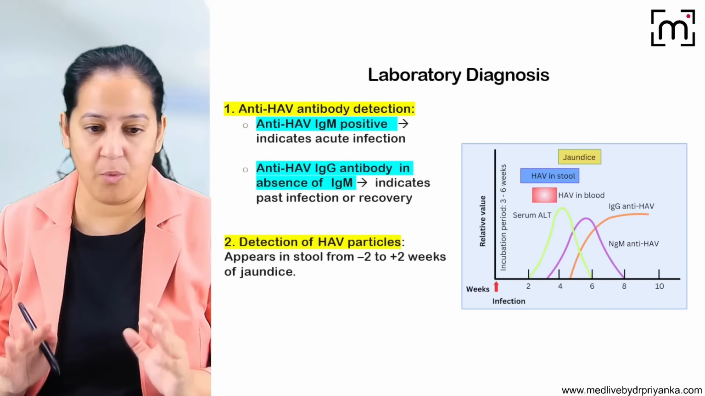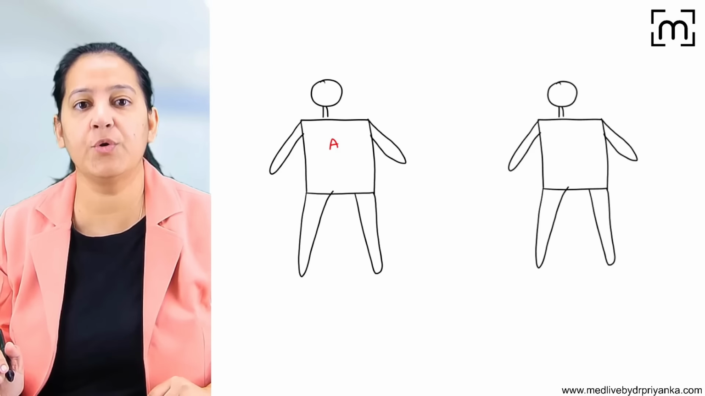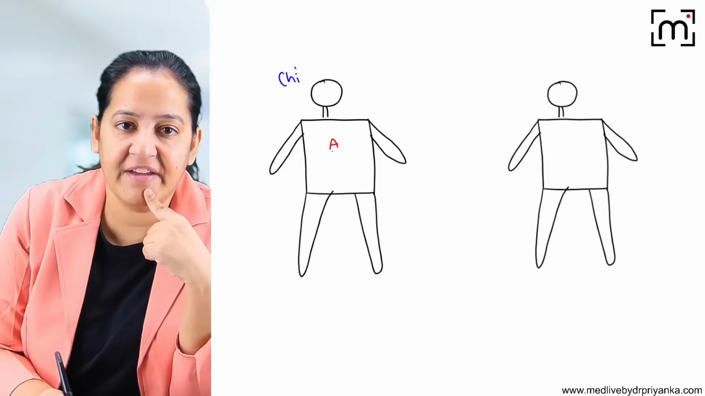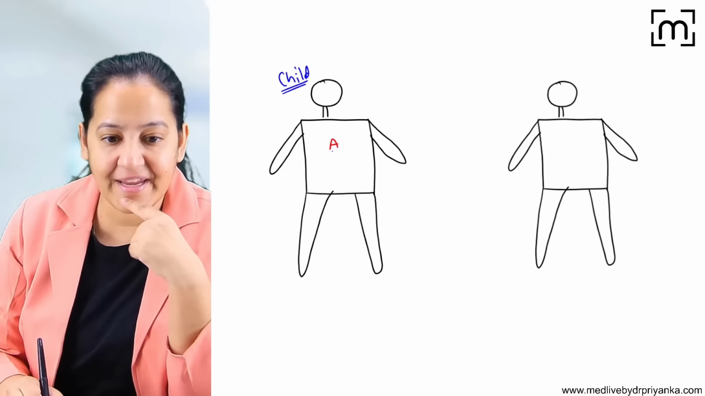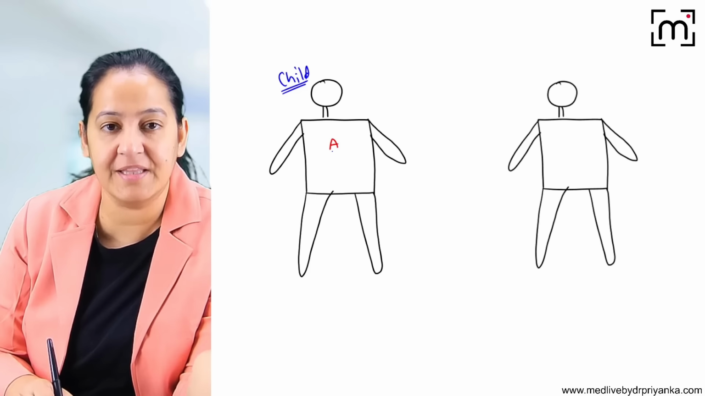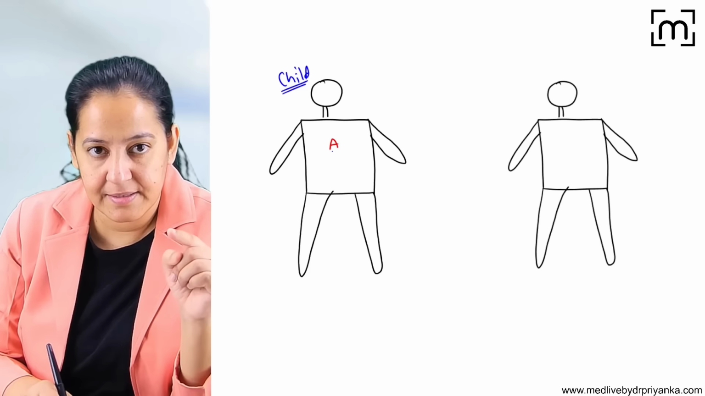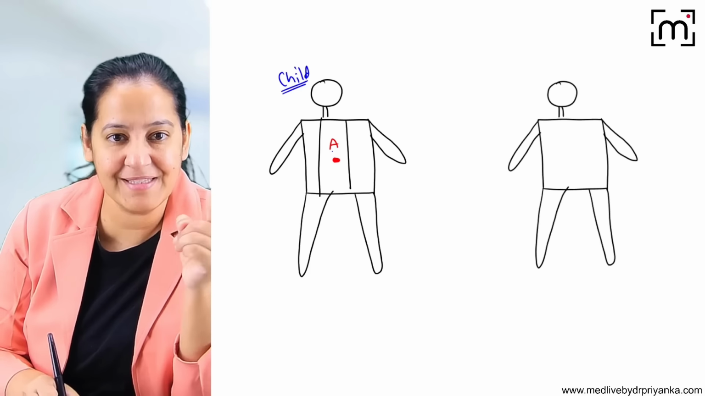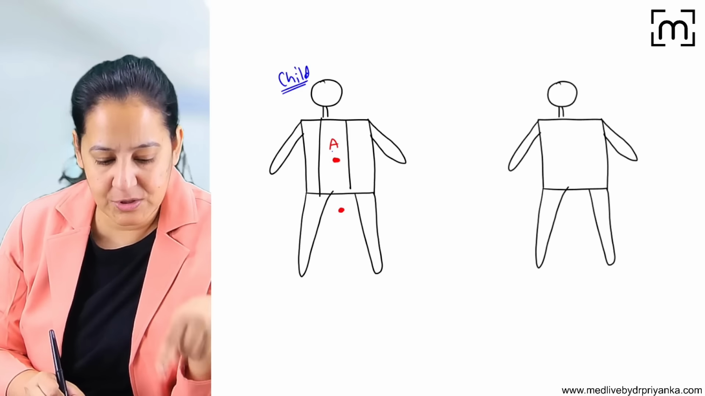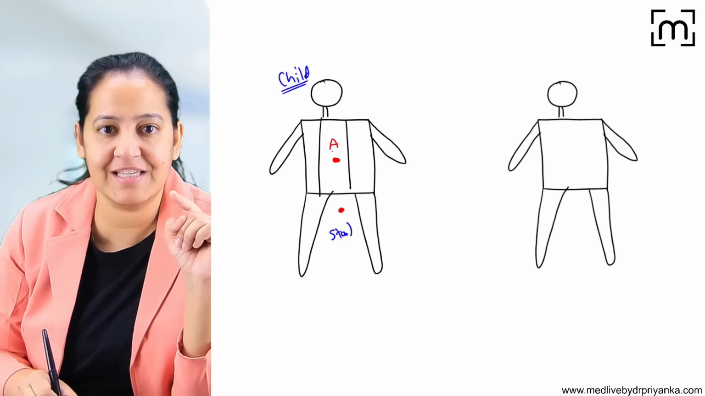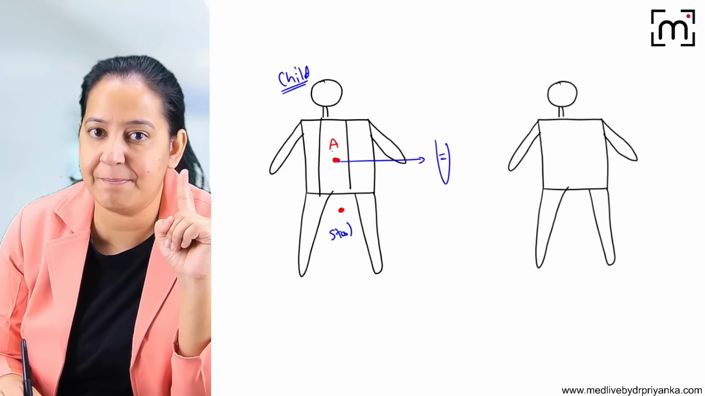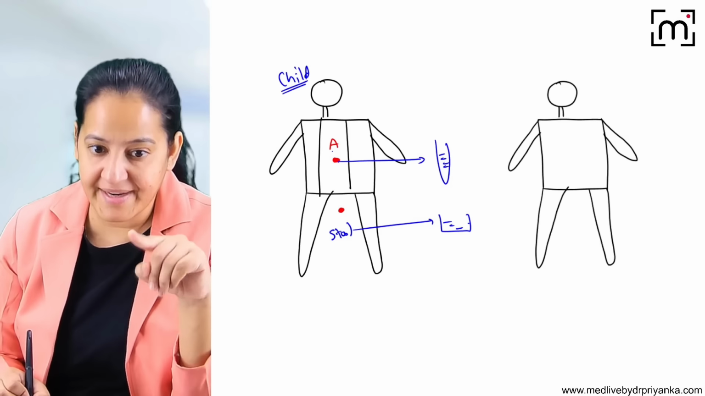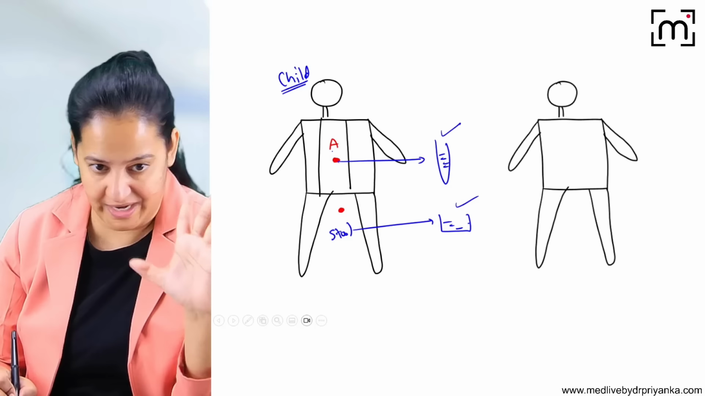Now, in the lab diagnosis, what can we test? You tell me. You can see this is a child having hepatitis A virus infection. So what can I do? Hepatitis A virus is present in the blood. Let me draw the blood vessel of this person. The virus is also shed in the stool. We can take the blood sample and check for the virus, and we can take the stool sample and check for the virus. So the virus is present in the blood as well as in the stool. We have understood that.